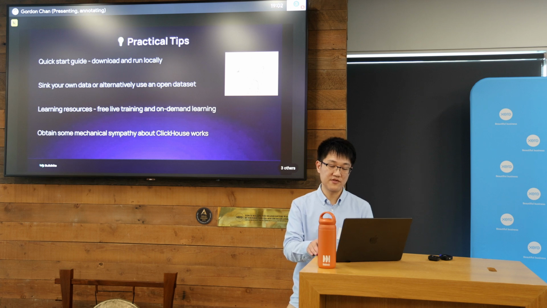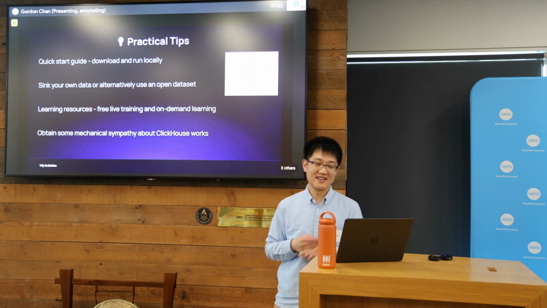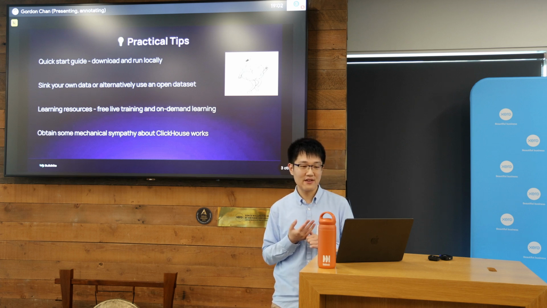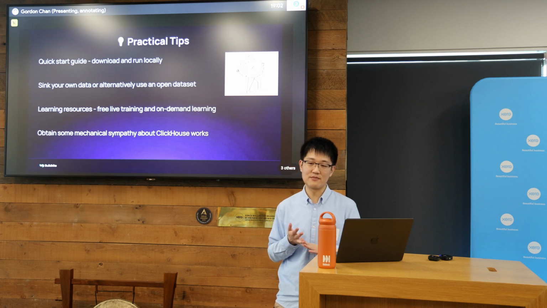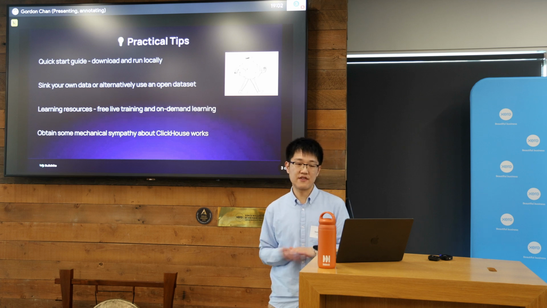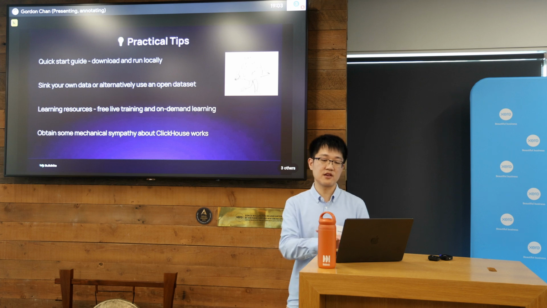Before I end, some practical tips. The quick start guide at ClickHouse is a great way to get something running in a few minutes. You just download the binary, start the server, start the client, sync some data. You can probably get it done in 5 minutes, and you can start playing around. You can sync your own data that you already have. There's lots of table engines and integrations, so wherever your data is, you should be able to find a way to get it into ClickHouse very quickly. Alternatively, you could use an open data set. ClickHouse has a bunch of examples in their docs that you can play with.